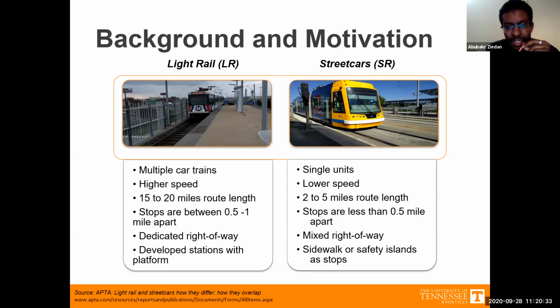Here I try to highlight the main differences between light rail and streetcars. Light rail generally has multiple cars per train, higher speeds, longer route lengths, and stops about 0.5 to 1 mile apart, and then dedicated right of way, more developed stations and platforms. But mainly, light rail generally has higher speeds and more dedicated right of way.